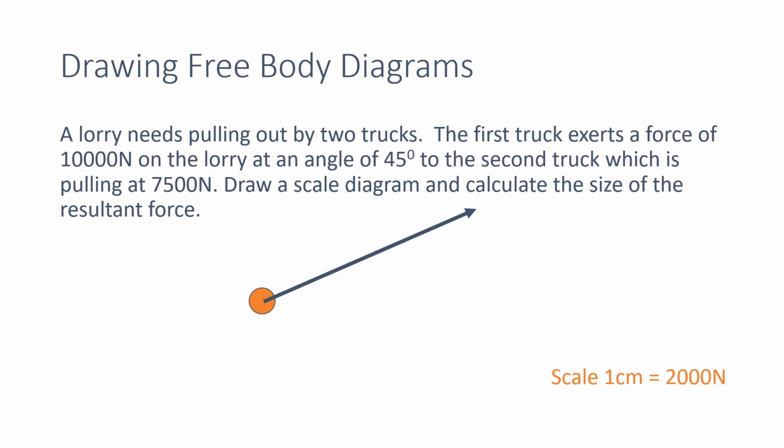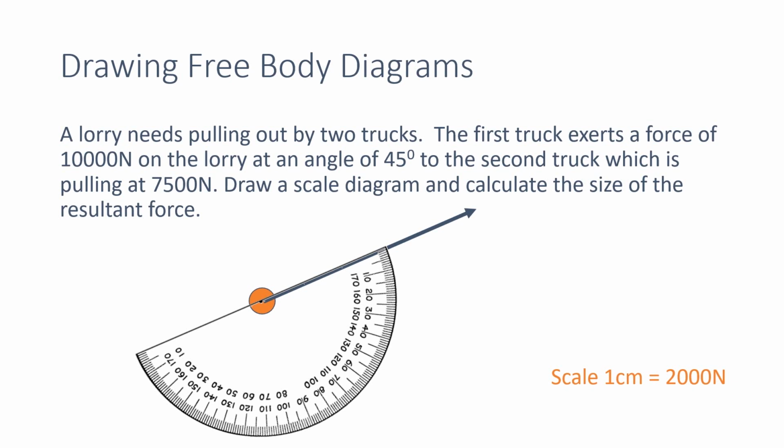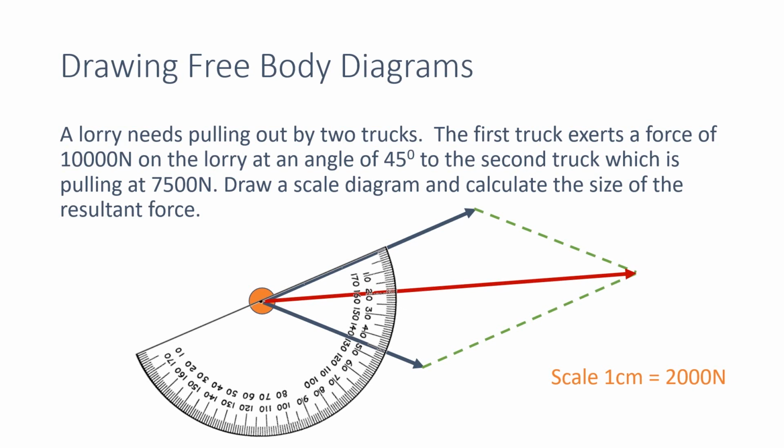I'll then use a protractor to measure 45 degrees and draw my next line, which is representing 7,500 newtons, and this will be 3.75 centimetres long. I'll then construct my parallelogram and add on my resultant force. Measuring the length of the line, I get 8.1 centimetres. In this scale, to convert from centimetres to newtons, I need to multiply by 2,000. Doing that gives me a resultant force of 16,200 newtons.